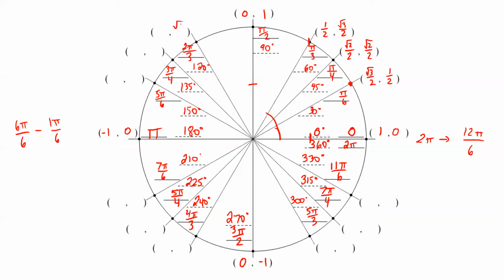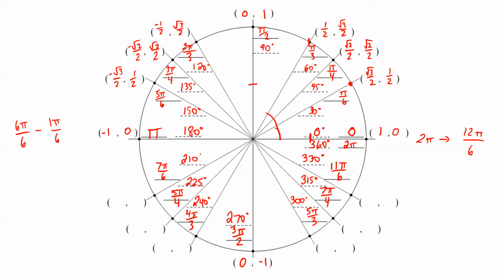So we can immediately say this is √3/2. The x, however, just needs to flip and become -1/2. The same applies to all the rest of these. Y is going to be √2/2. X is going to be -√2/2. Y is going to be 1/2 right here. X is going to be -√3/2.